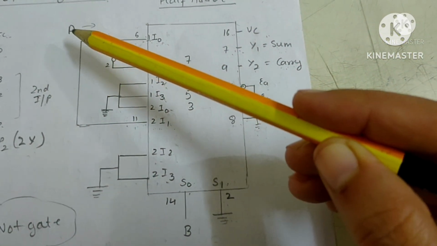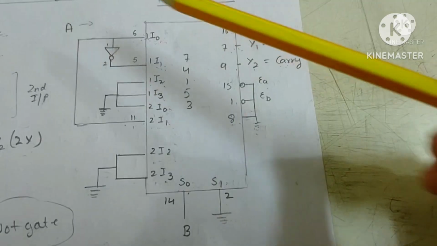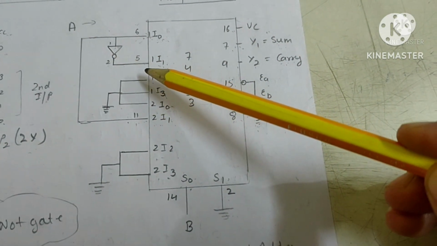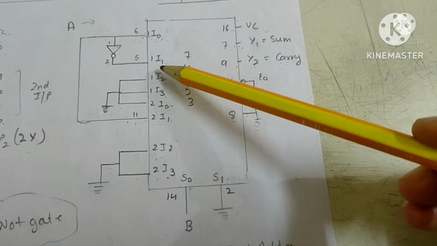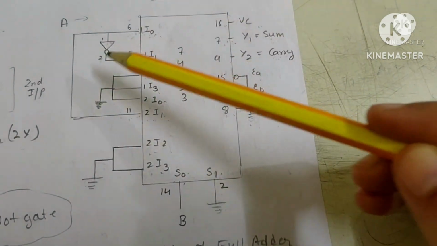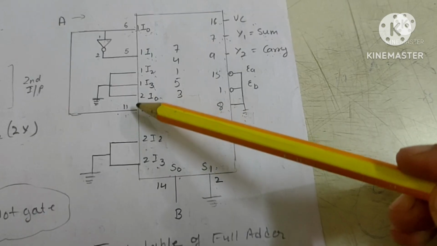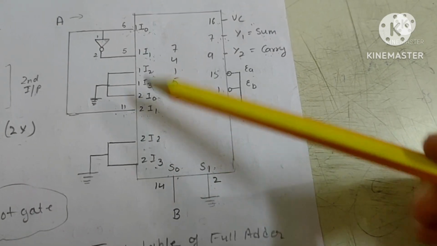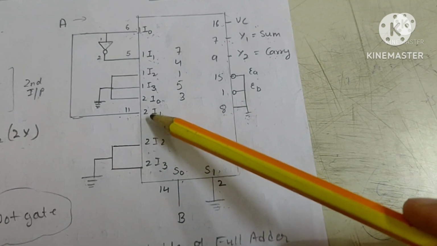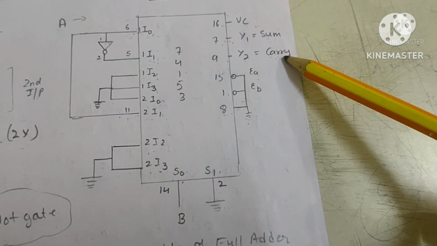Next, input is given logic 0 first. See, the 0 will come here through the NOT gate. It will become 1. That means for this, the sum will be 1. Next, for the carry part, we are considering this I1. Here the logic 0 is given, that means the carry part will be 0.